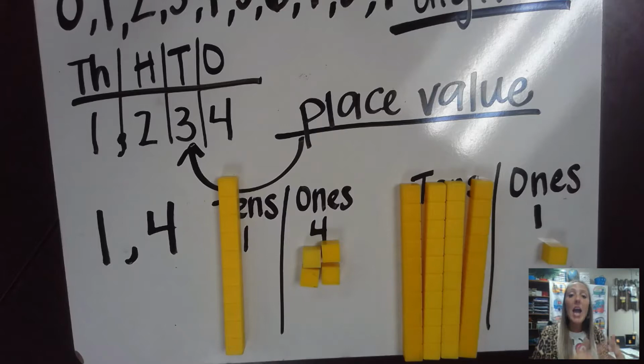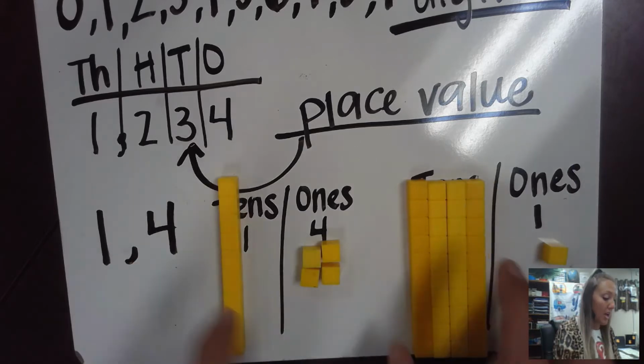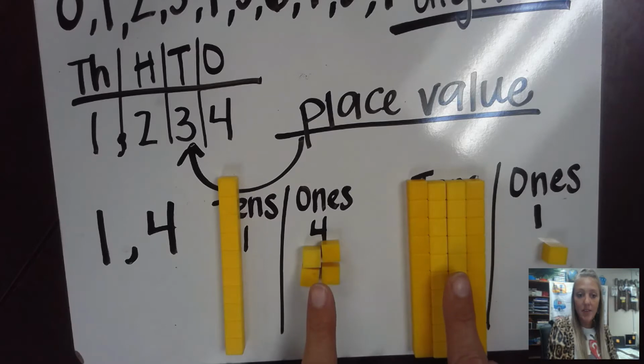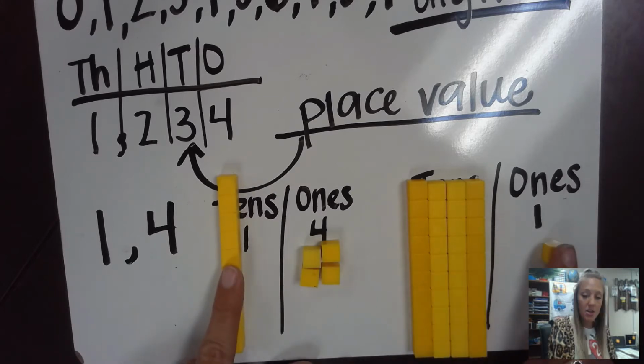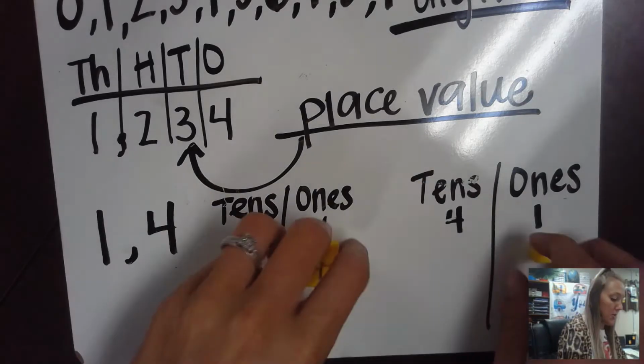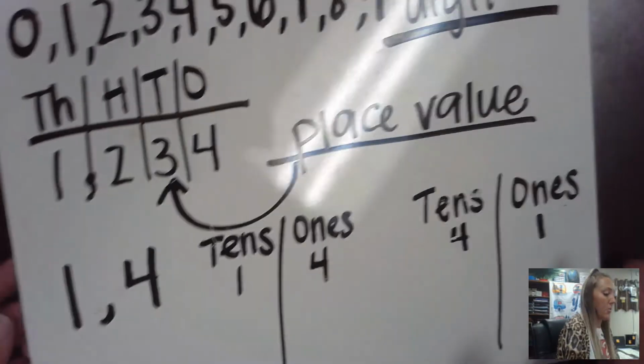So while we have the same digits in both numbers, the numbers are different because of the placement of those digits, what place value they represent, okay? So we have the 4 here in this number and the 4 here in this number, and then the 1 here in this number and the 1 here in this number. Okay, so let's put some of this to practice, or we can look at another example.